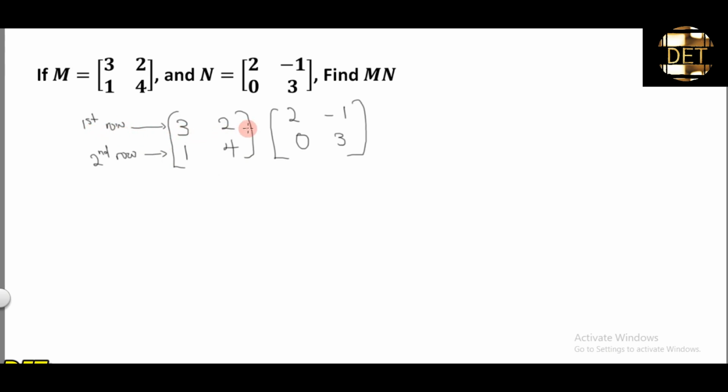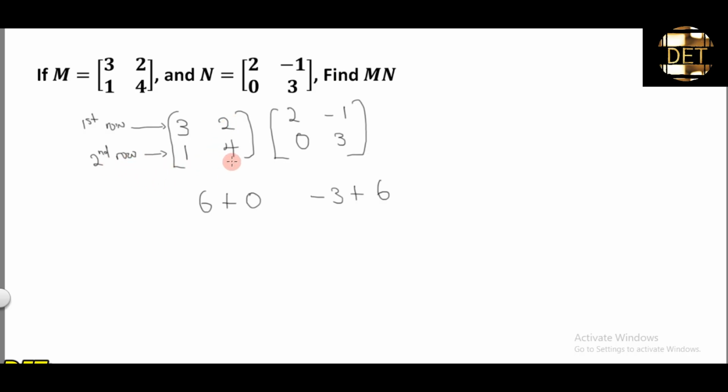So the first row, we have 3 and 2. The first member will go for the first member, second member will go for the second member. So 3 times 2 will give me 6, plus 2 times 0 will give me what? 0. With that, I'm done with this first column. Then I'll move to the second column. 3 times minus 1 will give me minus 3, plus 2 times 3 will give me 6. First member for first member, second member for second member. With that, I'm done with this first row.